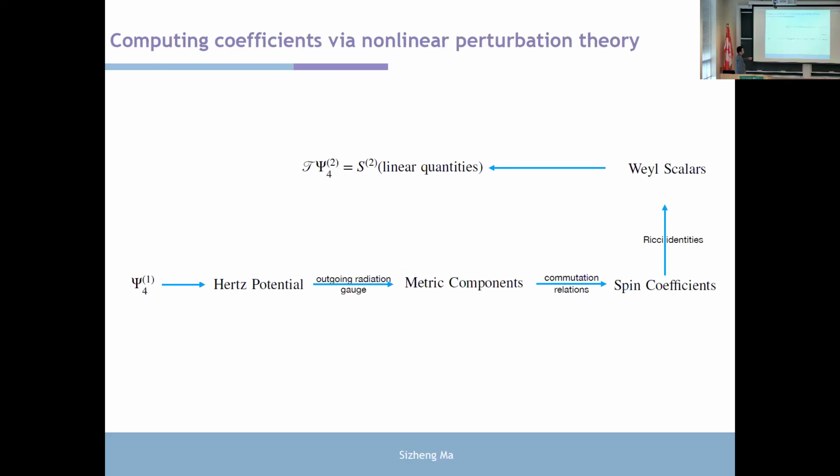So imagine we have a linear quasi-normal mode represented by this Weyl scalar psi4. Then we can construct the corresponding Hertz potential. Then working within the outgoing radiation gauge, we can do the metric reconstruction to construct all the metric components for this quasi-normal mode. Then using the commutation relations and the Ricci identities, we can build the quantities in the Newman-Penrose formalism. Then with all those established variables, we can extract the full source term for the second-order Teukolsky equation. And finally, we just solve this equation to obtain those coupling coefficients.